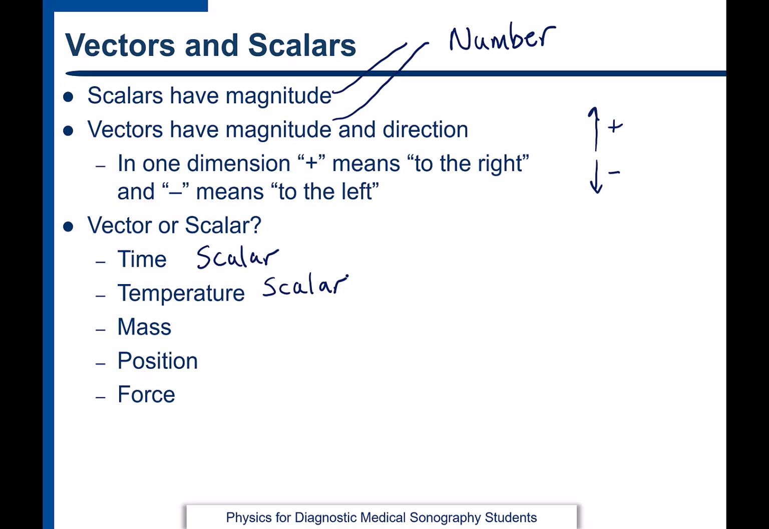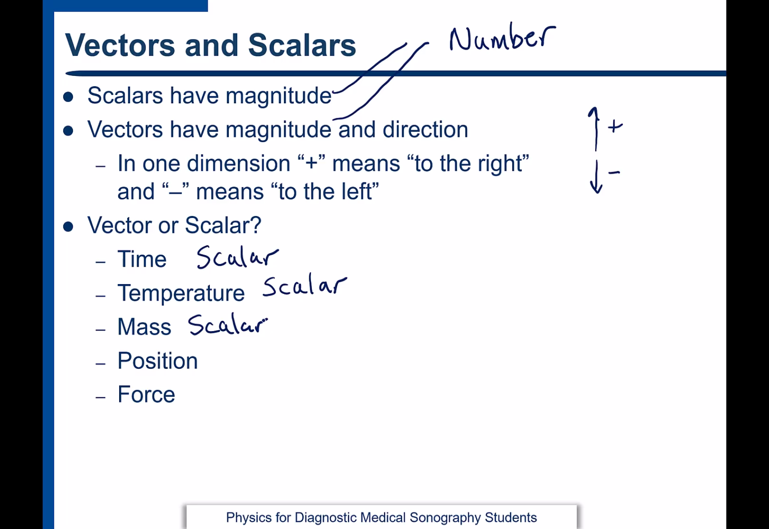How about mass? Well, mass is also a scalar. So mass is measured in grams or kilograms, and we actually use kilograms in physics. But there's no direction to mass. Mass, as we'll talk about more in an upcoming video, is just a measure of how much stuff there is in an object, and there's no direction to that.